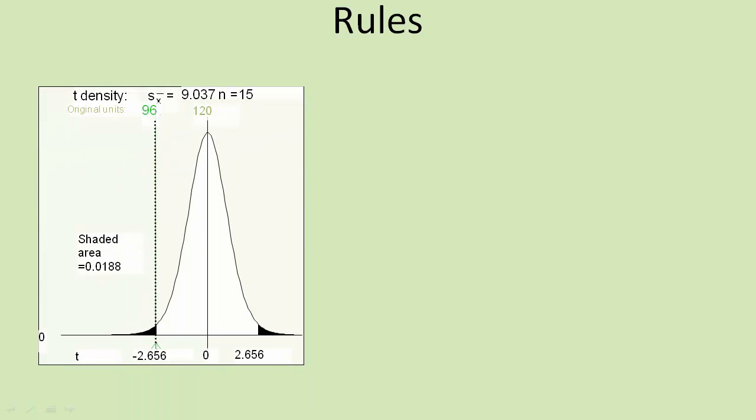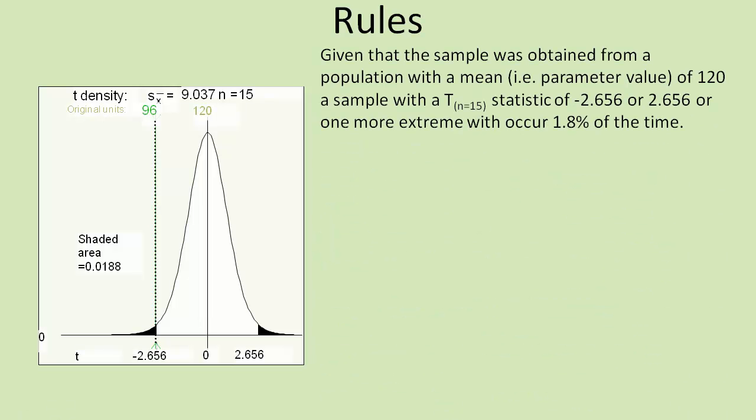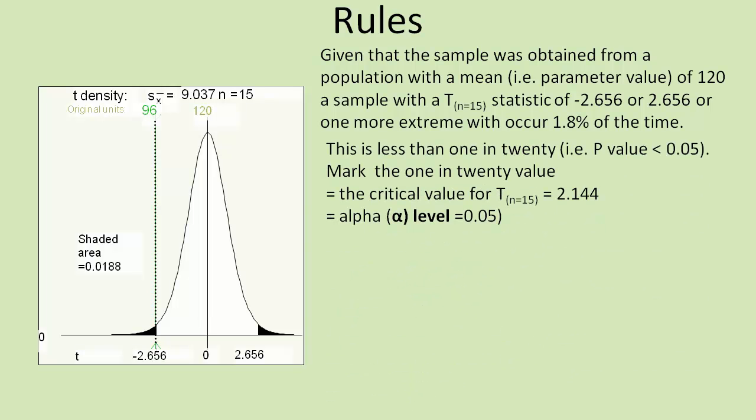Here is a result from the amylase experiment from the previous session with a p-value of 0.0188. As you know, we can say, given that the sample of 15 was obtained from a population with a mean of 120, a t-statistic of minus 2.656 or 2.656, or one more extreme, will occur 1.8% of the time. We can note that this p-value is less than 1 in 20, that is 0.05, and we can mark this 1 in 20 t-value or equivalent p-value on the PDF diagram.